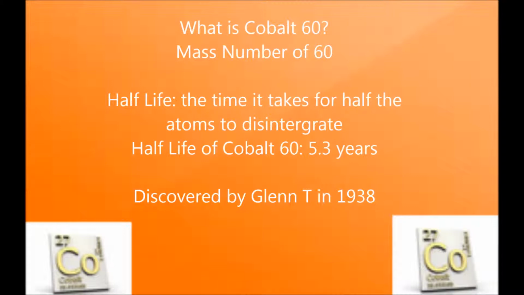Cobalt-60 is a radioisotope. It is the radioactive type of cobalt with a mass number of 60. Cobalt-60 has a half-life of 5.3 years. But what does it really mean by the term half-life? Half-life is the time for half of the atoms in a radioactive substance to disintegrate, and in this instance, it takes cobalt-60 5.3 years for half the atoms to break down. Glenn T. was the discoverer of cobalt-60 in 1938.